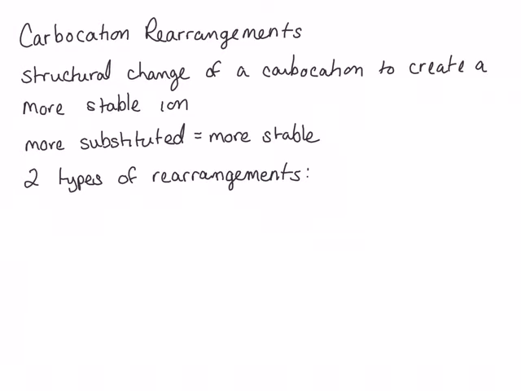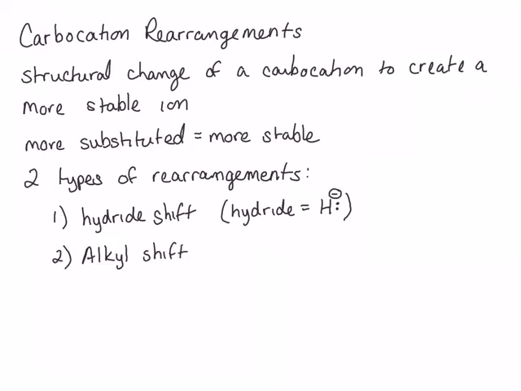Sometimes we see a hydride shift. Remember that hydride is a proton with 2 electrons. A hydrogen with 2 electrons will have a -1 formal charge. The other type of rearrangement we see is called an alkyl shift. This involves the movement of a carbon atom and its attached atoms. We'll now look at these types of rearrangements in more detail.